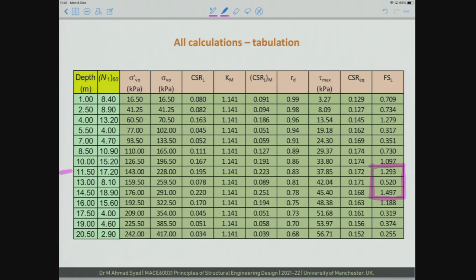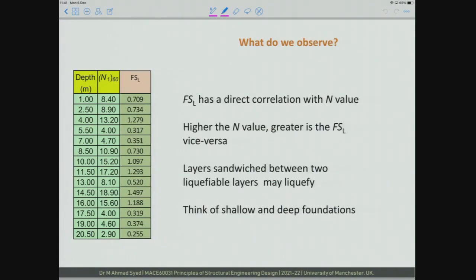So in summary, you can have something like this. FSL, which is this last column, has a direct correlation with the N value. Higher the N value, greater is the factor of safety, and vice versa. Layers sandwiched between two liquefiable layers may liquefy, and we need to think about this with respect to a foundation that we may construct for a given site. Any questions?